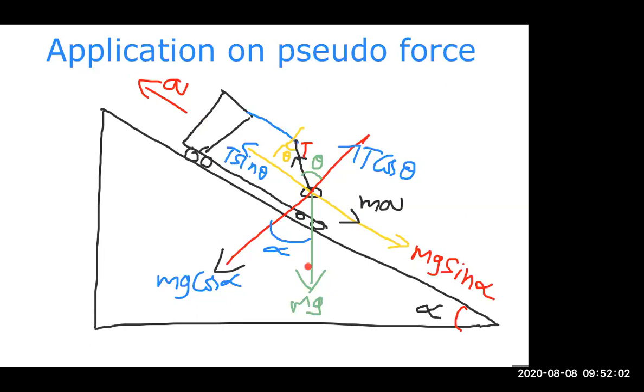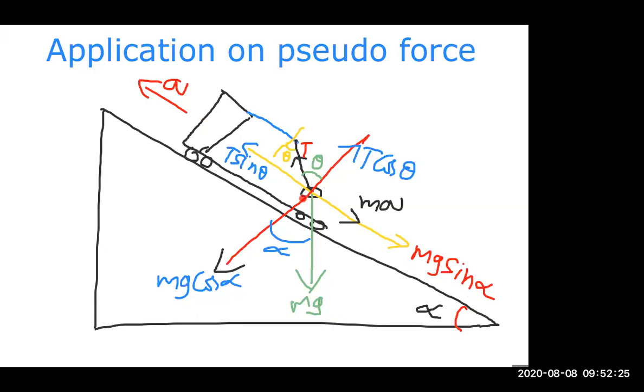Weight is always downward. Here the inclination angle is alpha. So this mg is resolved into two components: mg cos alpha and mg sin alpha. This angle is alpha, and this angle is also alpha.